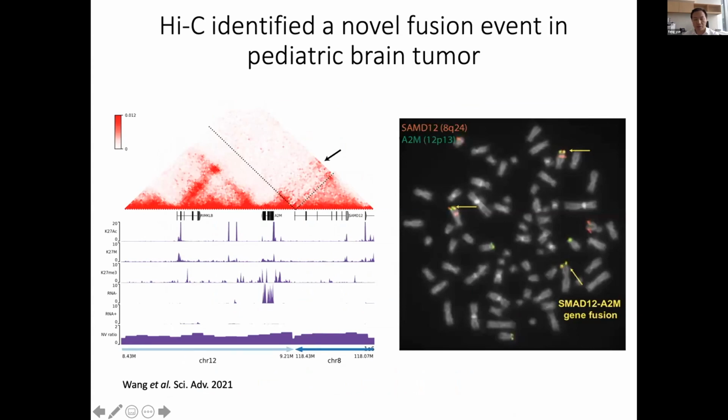In this case, the green band marked the oncogene A2M, and the red marked the gene on this here. And whenever you see this yellow spot, that means those are the fusion events that we can validate by the FISH experiment. And then it really shows the high accuracy of SV detection by the Hi-C technique.